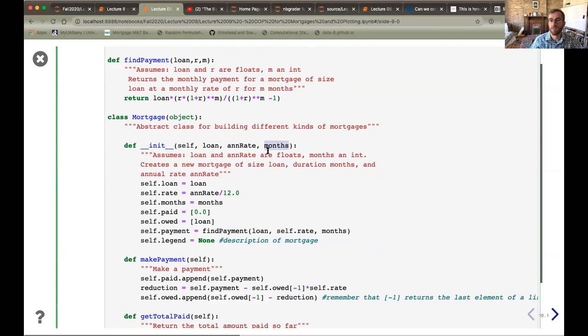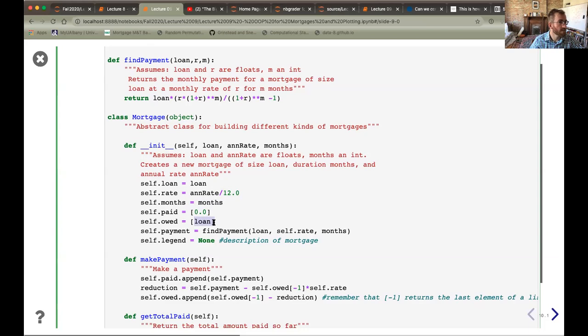So again, this is then used to populate all these attributes of our mortgage class. So self.rate is going to be annual rate divided by 12. That's going to be our R, called up here in find payment. And then we've got our months. We're going to initialize a list where we look at the amount we've actually paid into our mortgage, and we start with initially 0. But then we also need to look at the amount owed. When we first take out that big loan in order to buy a house, we've made no payments. The first entry in our list is going to be the total loan amount.